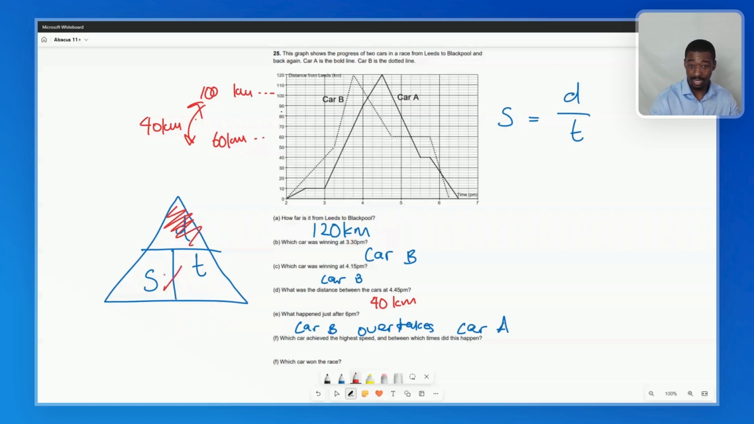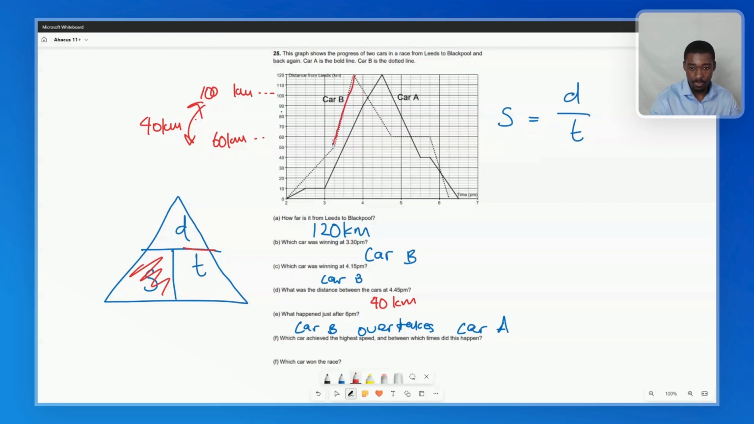Distance is speed times time. So here, speed is distance over time, as we see right here. So we're trying to find the highest speed, we want the highest distance traveled in the shortest amount of time. And the way we're going to see that on the graph is by a very steep line. For example, this line over here.